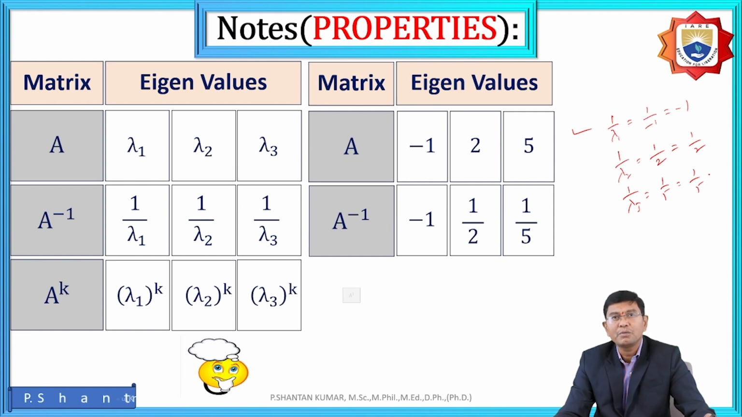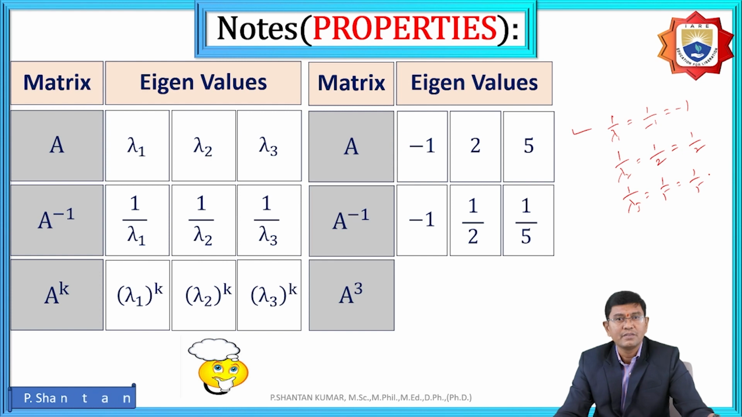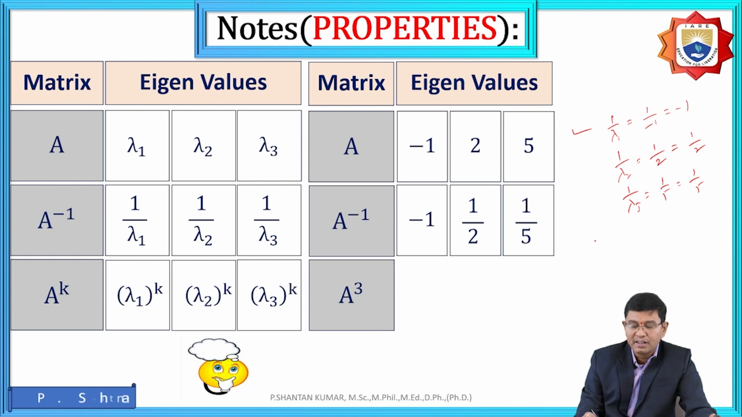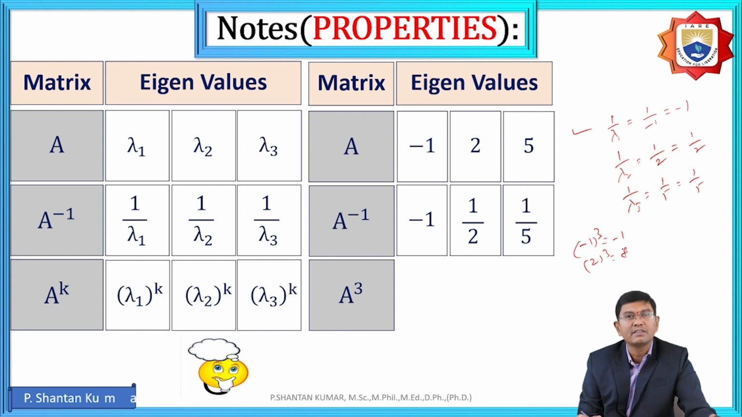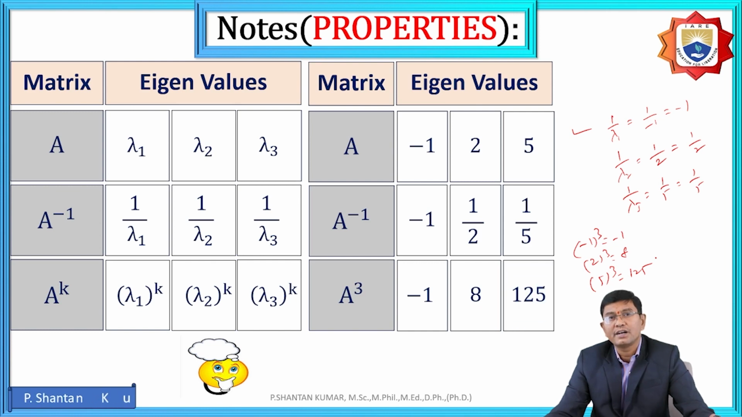And here, for example, A power 3. That means k is 3 here. The eigenvalues of A cube correspond to the power k: minus 1 whole power 3 is equal to minus 1. And 2 whole power 3 is equal to 8. And one more, 5 whole power 3 is equal to 125. That is, the eigenvalues of A cube are minus 1, 8 and 125.